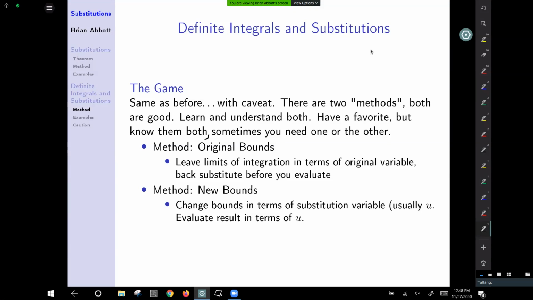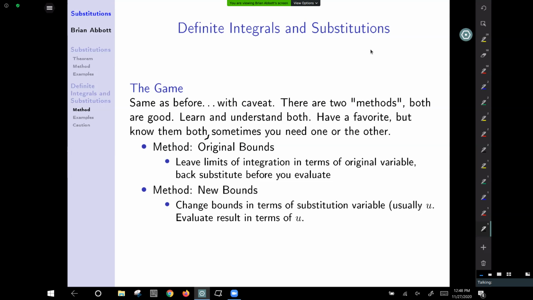Now it's time to talk about definite integrals and substitution. Everything up until now has been indefinite integrals plus c, because you're not evaluating over a specific interval. And so now we're talking about definite integrals. And it's really the same game as before. The methods, the techniques are the same. It's just as to how you evaluate the definite integral that there are two methods.